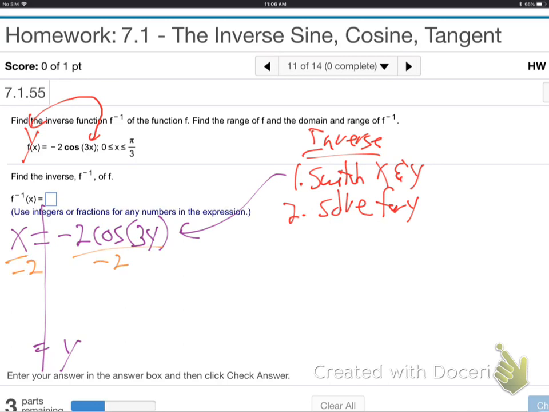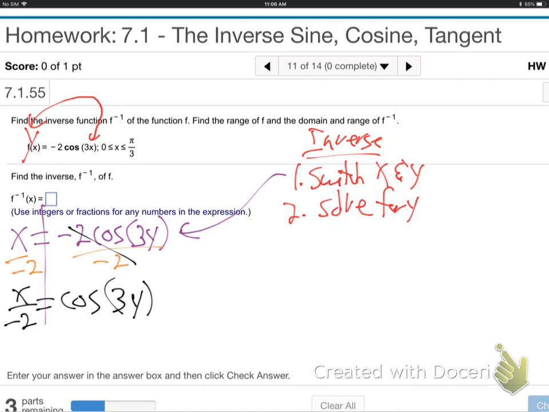So then that's x over negative 2 is cosine 3y. So far so good. Now I remember we talked about this last time, and I said you don't divide by the cosine, right? I remember us talking about that. That's the mistake a lot of people make. Y'all are good to not do that now, right?